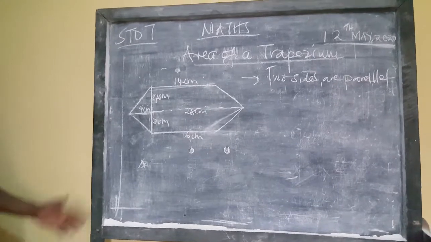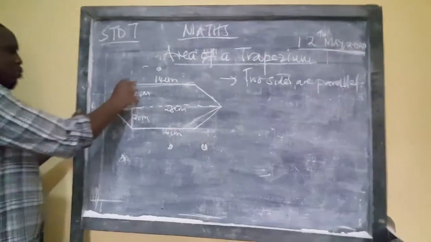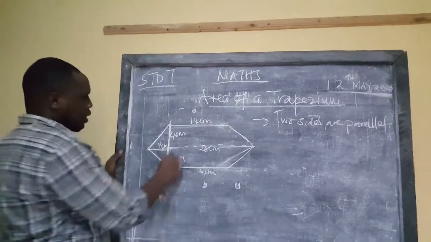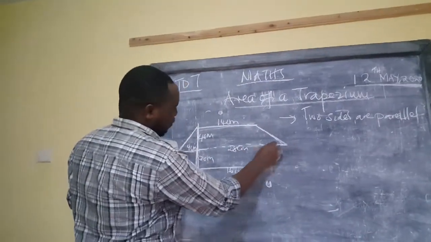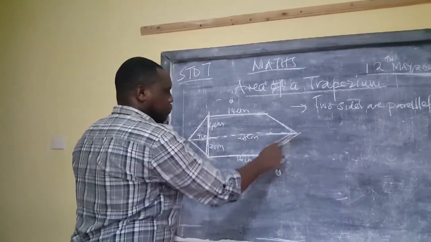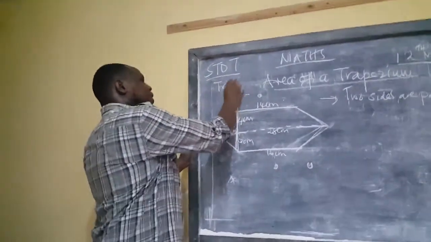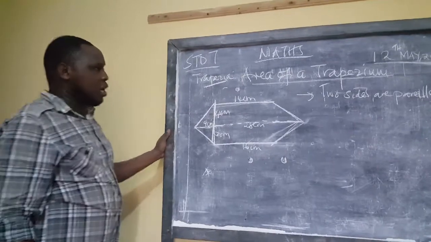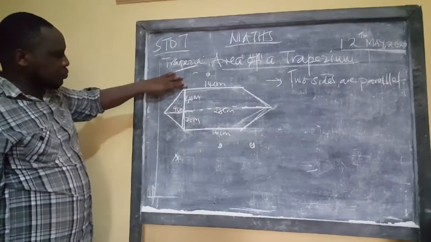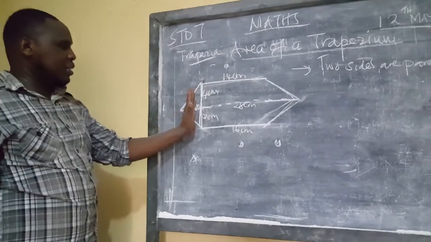So we have this figure here. There are shapes here you can see. This one is a triangle. Then we have these two trapezia. The plural of trapezium is trapezia. One is a trapezium, many are called trapezia. So how can we get the area of this shape? If you can see, this is a trapezium and a trapezium. Then we have this rectangle.